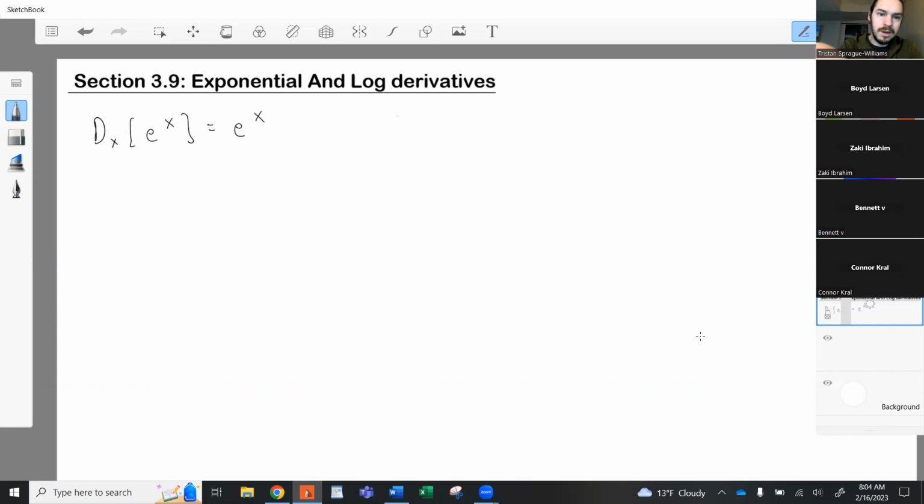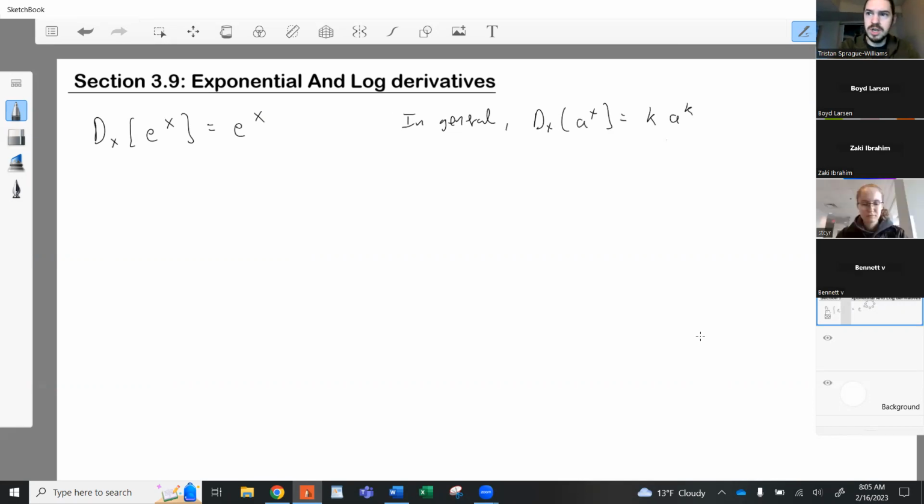So in general, the derivative of an a to the x exponential function, the rate of growth of an exponential function, is proportional to the original function. There we go. So the letter K represents a constant of proportionality.